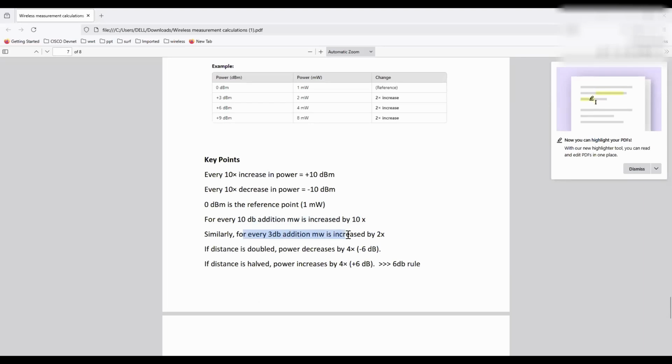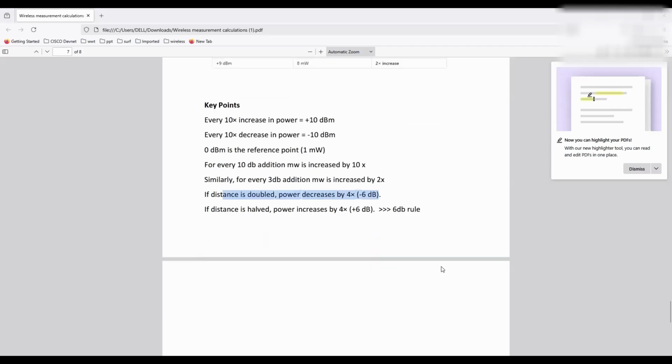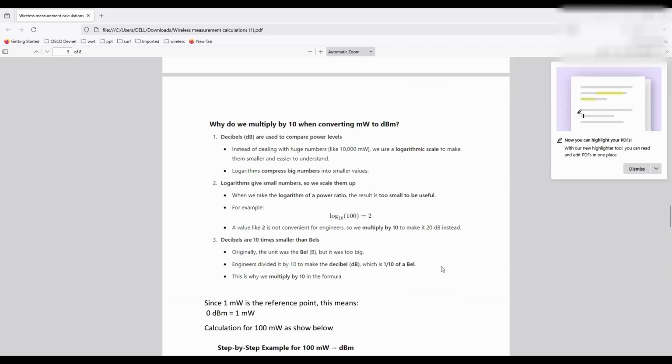For every 3 dB addition, milliwatts is increased by 2x. If distance is doubled, power decreases by 4x, that is minus 6 dB. If distance is halved, if he was at 2 feet, he is now at 1 foot. So his dB will be increased by 6 dB. That is the 6 dB rule. So that's what this document is.